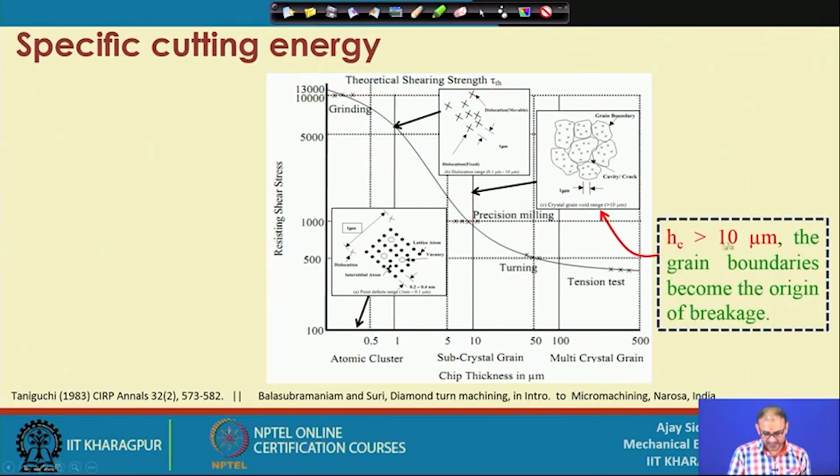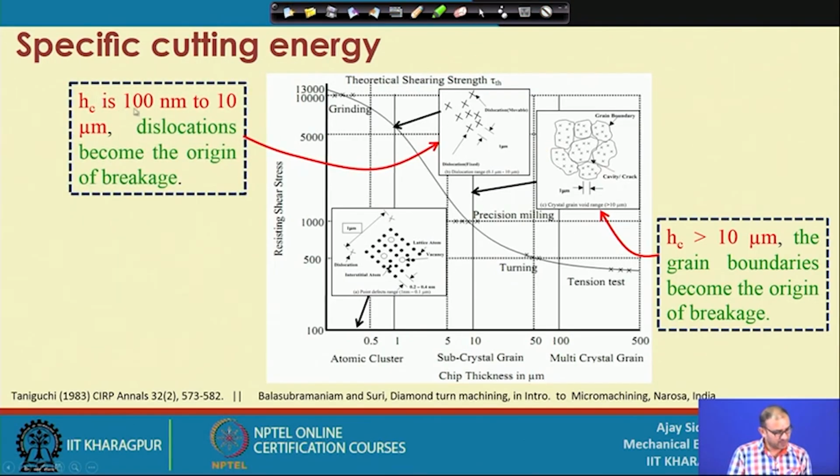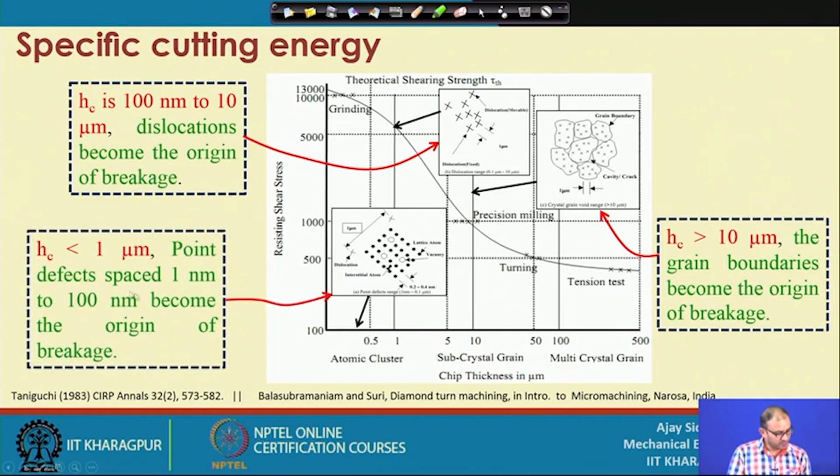Correct. So, when you are talking about more than 10 micron, the grain boundary becomes the origin of the breakage. This is the way it should propagate during material removal. And when you are talking about a range of 100 nanometer to 10 micron, the dislocation becomes the origin. Here it was the boundary, now it is the dislocation, and if you go further down, then the point defects, the vacancies and interstitial atoms, become the origin of the breakage.